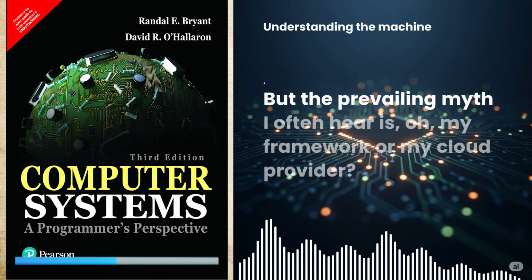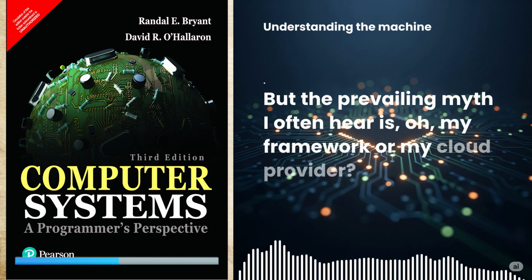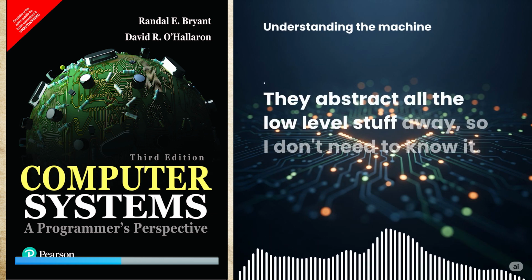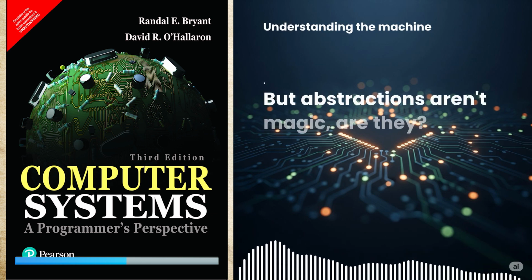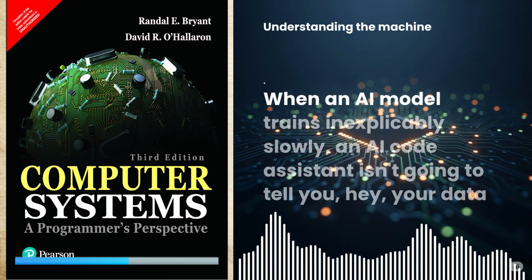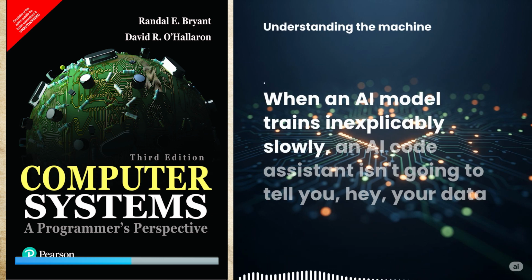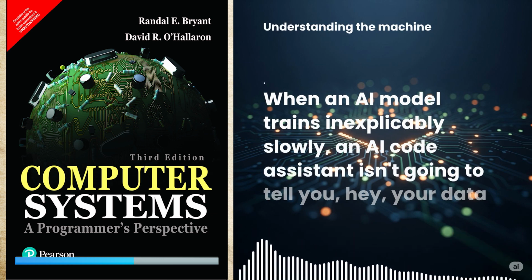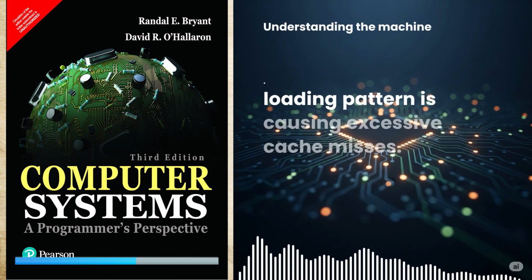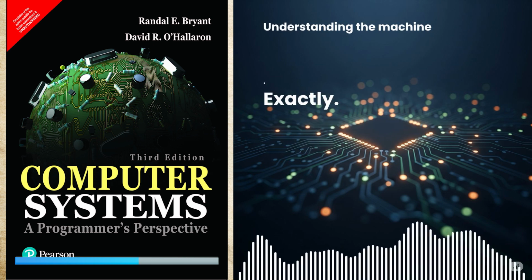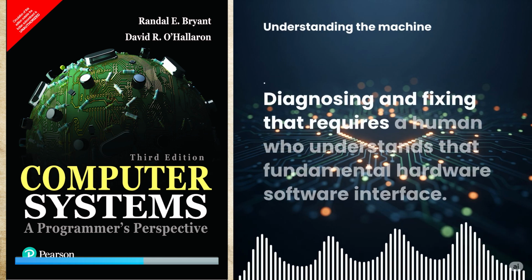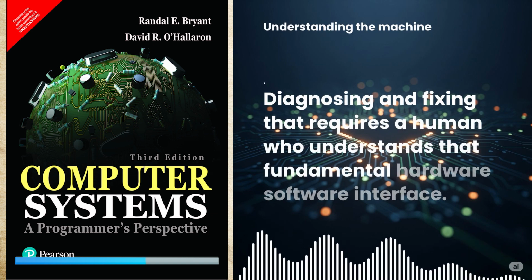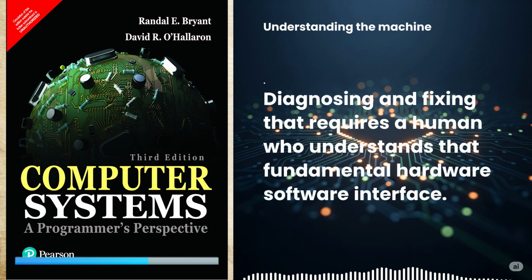Right. But the prevailing myth I often hear is, oh, my framework or my cloud provider abstracts all the low-level stuff away, so I don't need to know it. Yeah, that's a common one. But abstractions aren't magic, are they? When an AI model trains inexplicably slowly, an AI code assistant isn't going to tell you, hey, your data loading pattern is causing excessive cache misses. Exactly. It just doesn't have that physical context. Diagnosing and fixing that requires a human who understands that fundamental hardware-software interface.